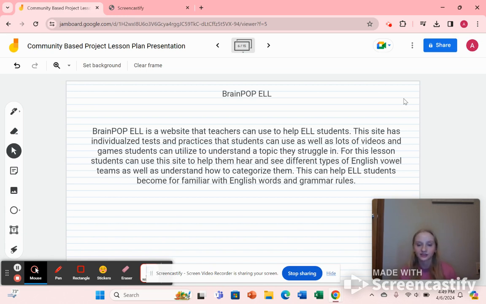For this type of lesson, students can both hear and see the different types of English vowel teams and learn which words have them and what different types of sounds they make, to help them understand how to categorize them based on their sound.